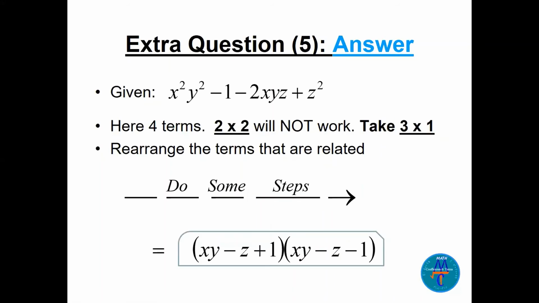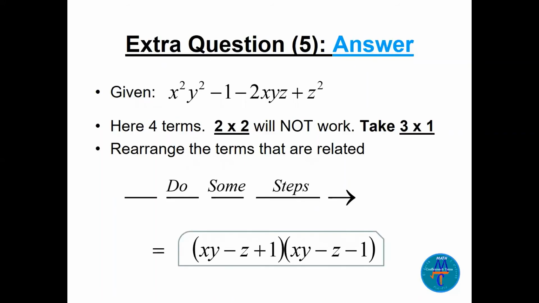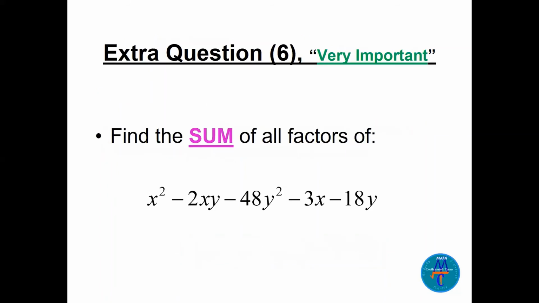Extra question number 5. X squared, y squared, minus 1. You can see the nice question. Minus 2xyz plus z squared. This is 4 terms. I put the answer here. Do some steps. I put the answer. You can try it. If you need the detailed solution, please go and see factoring 4 terms, additional solved questions.